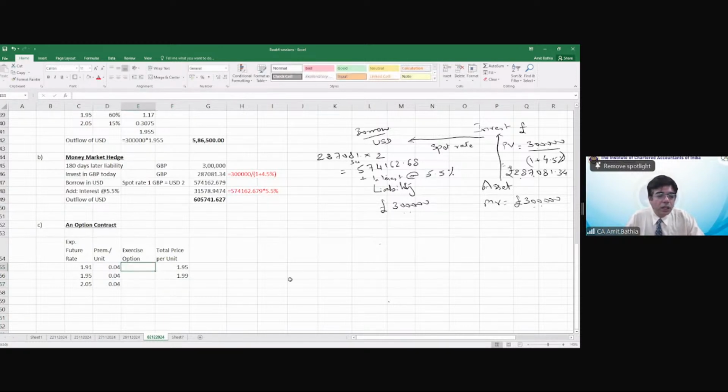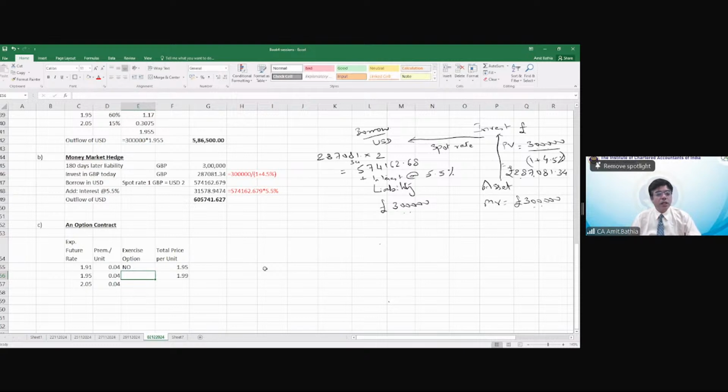Let me come back over here. If the future rate, that is the spot rate, this is the expected future rate, which will be the spot rate at that time, 180 days later, will you exercise this option? No. Will you buy at 1.97 under the option contract, or will you buy it in the spot market at 1.91? In the spot market. So exercising option is going to be no. Are you with me? Yes, sir.